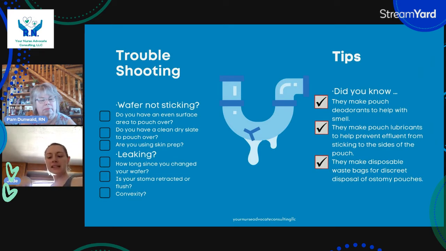What that means is they make wafers that actually have convexity built into them, and it pushes down around your stoma so that the effluent, or the stool coming out of it, goes out into the bag instead of staying close to the skin. That will help with leaking. It'll help your wafer stick. However, do not use convexity unless your provider approves it.